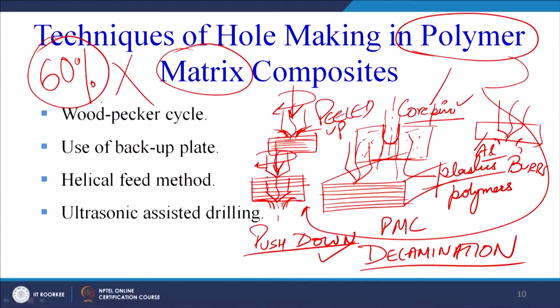Sometimes a lot of heat is generated, causing matrix burning, because the matrix is a polymer in this case, as the name suggests, polymer matrix composite. The polymer may burn at very high temperature, at very high speed and feed rate. So a lot of problems are there when you try to make a hole in a composite material.